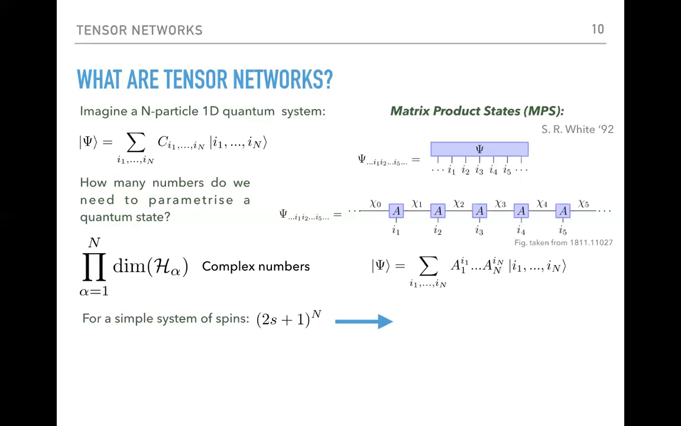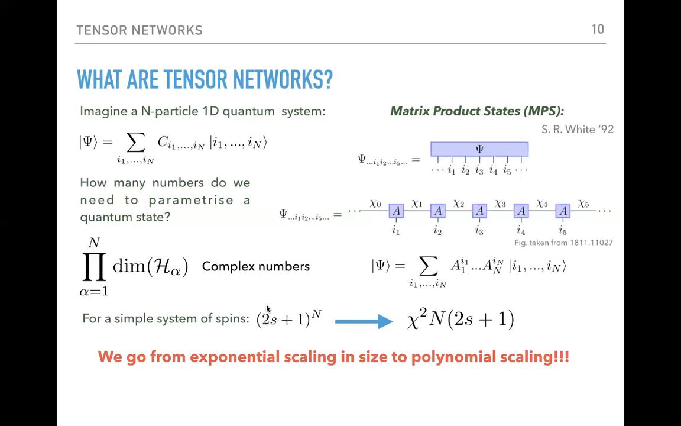And so what you have done effectively is that you have gone from an exponential scaling with the number of sites to a polynomial scaling, where on each site you have chi squared, where chi is the dimension of the virtual indices. You have two of them, times n because you have n sites, and then times the dimension of the local Hilbert space of each of these sites. So you have gone from an exponential scaling to a polynomial scaling. And this is already quite interesting.